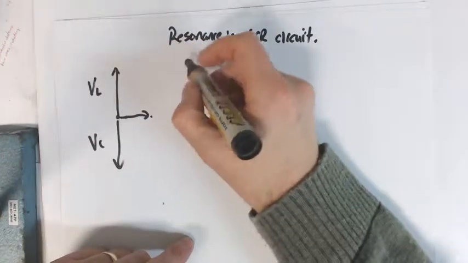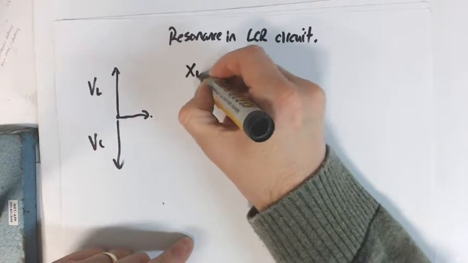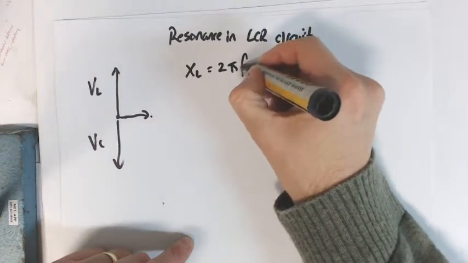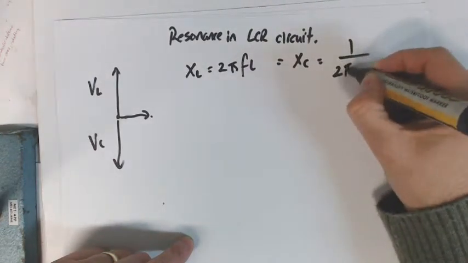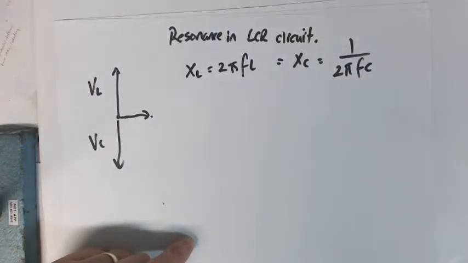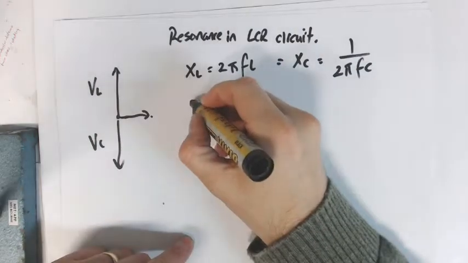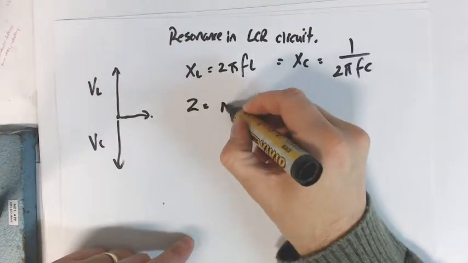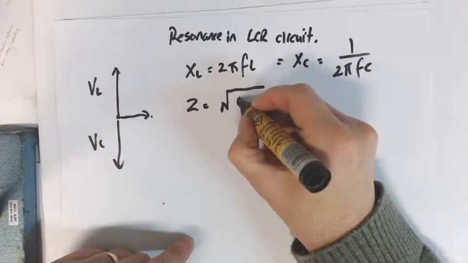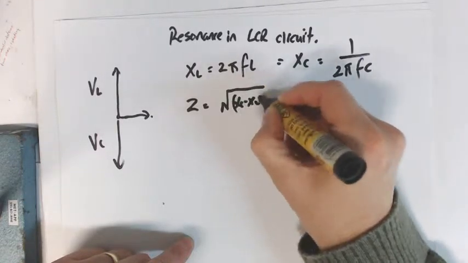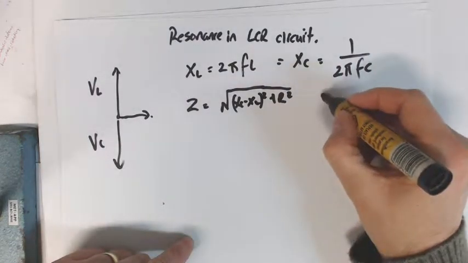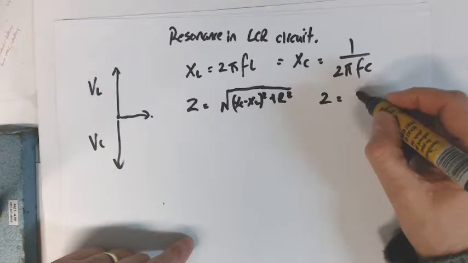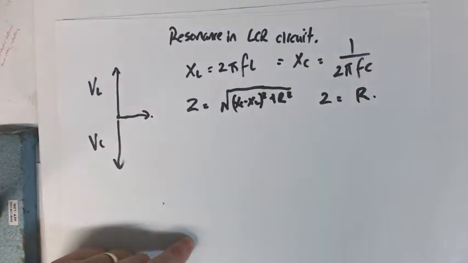Well, it happens when our reactance across the inductor, which is equal to 2 pi FL, is equal to the reactance across the capacitor, which is equal to 1 over 2 pi FC. And when they are equal, our impedance equation becomes the square root of (XC minus XL) squared, which is 0, plus R squared. So it just means that Z equals R. So our impedance, or our resistance for the whole circuit, is just the resistance.